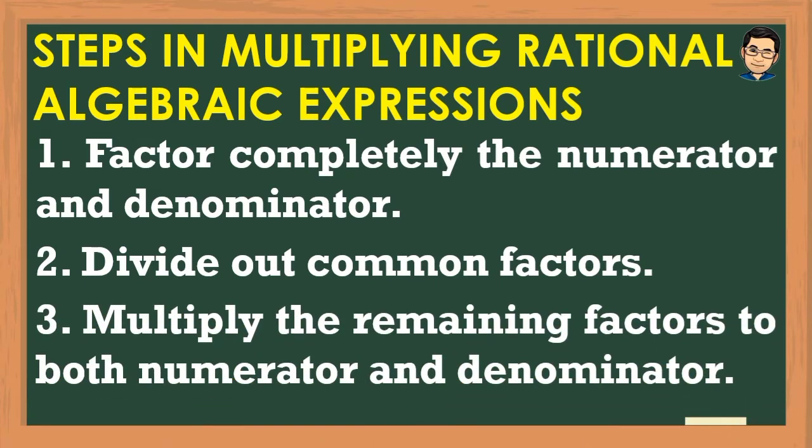And then, multiply the remaining factors to both numerator and denominator. So after nating mag-divide or mag-cancel out ng mga common factors, ang last na gagawin natin is i-multiply natin yung mga remaining factors. So again, ang pag-multiply pa rin po, numerator to numerator, denominator to denominator.